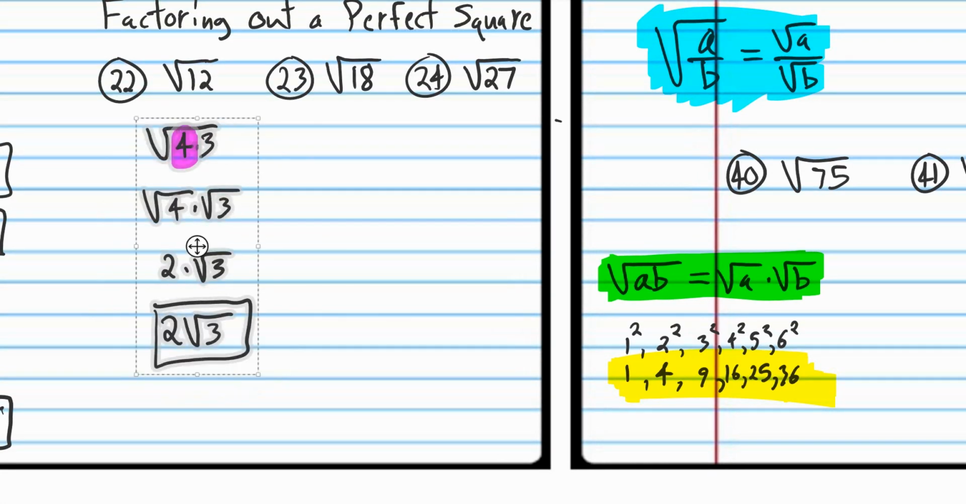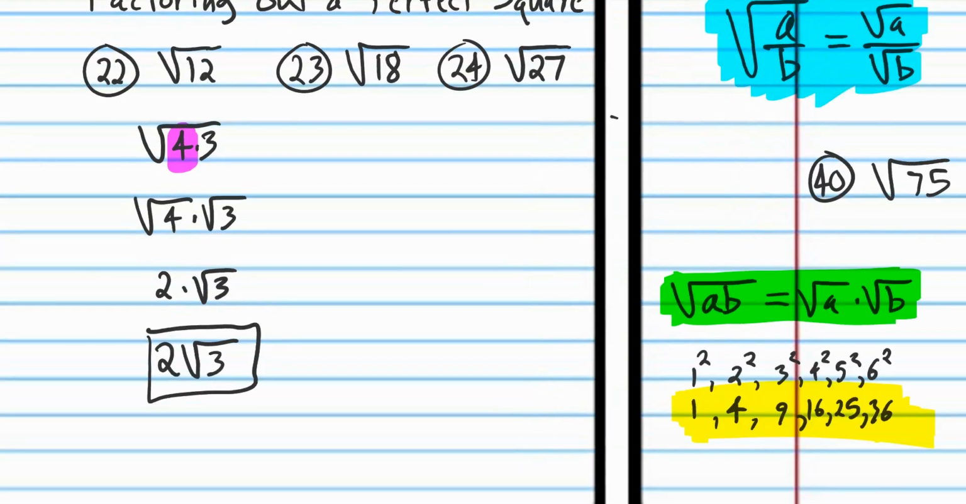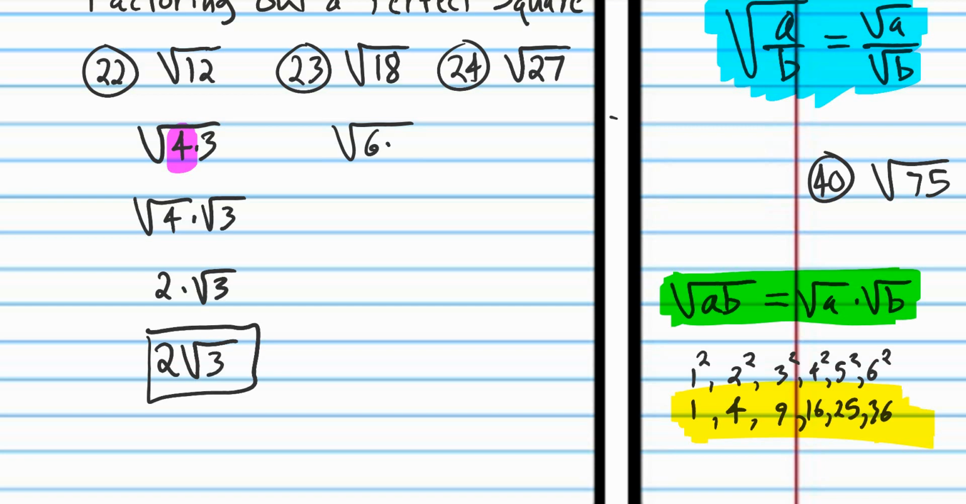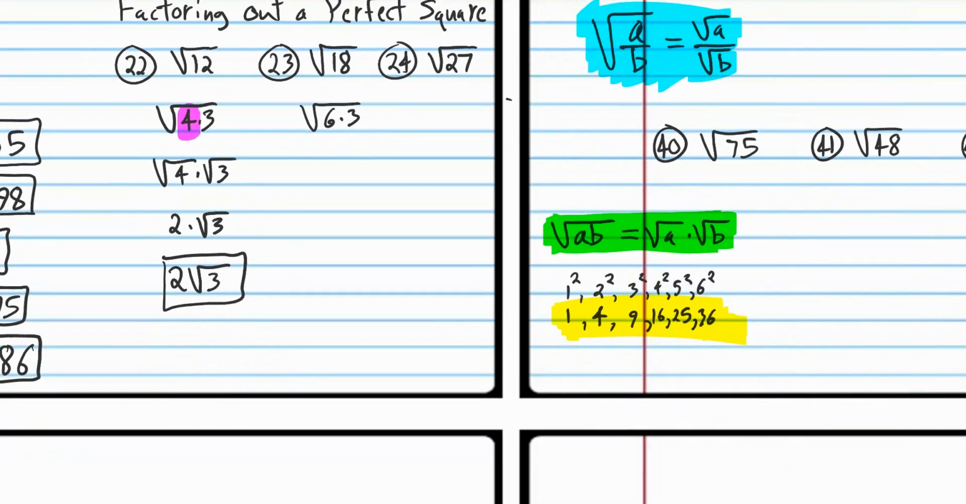So let me move this over a little bit. All right, so let's try root 18. We're going to do this one together. I could factor to 6 times 3, but neither 6 nor 3 is in this yellow list here. So I'm going to try factoring 9 times 2. And I know that's going to work because 9 is one of the perfect squares in this list.